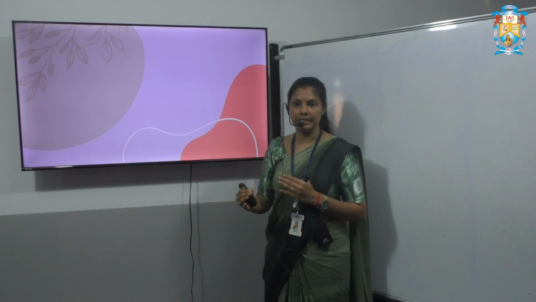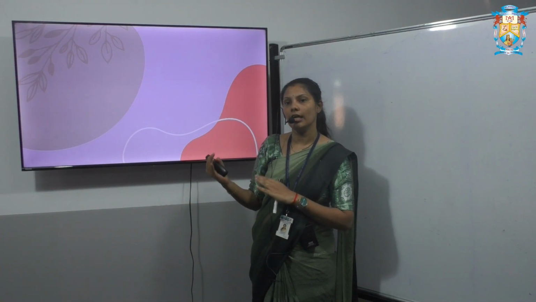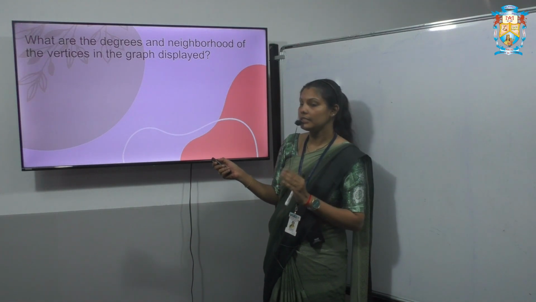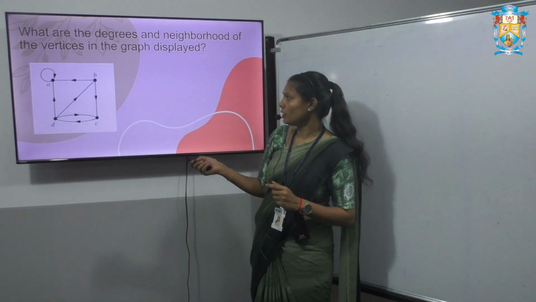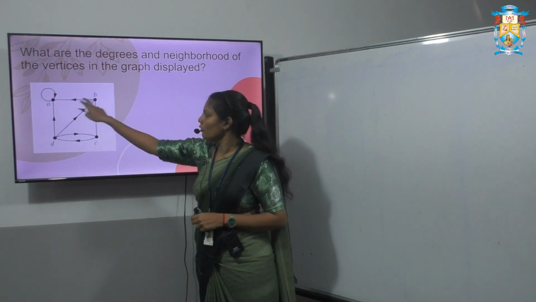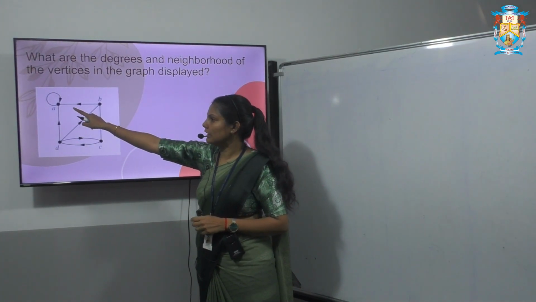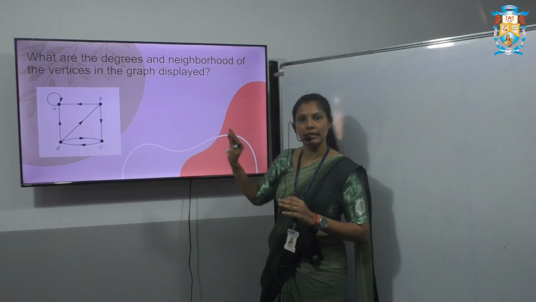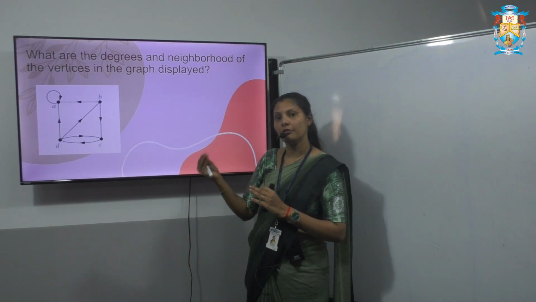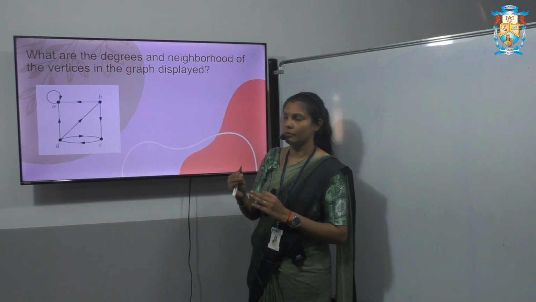Now we have studied the degree of a vertex and the neighborhood of a node. We will solve some sums based on that. So what are the degrees and neighborhoods of the vertices in the graph displayed? If I take the first graph, you can observe there are a total of 4 vertices, that is A, B, C and D. You can observe in A there is one loop. A loop is where an edge starts from the same vertex and ends at the same vertex. Such a kind of edge is known as a loop.